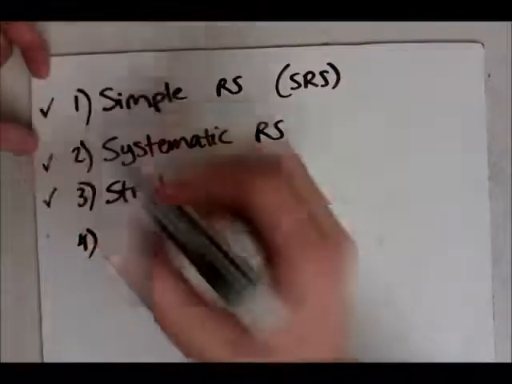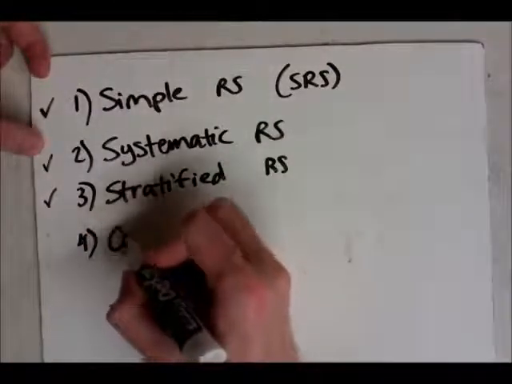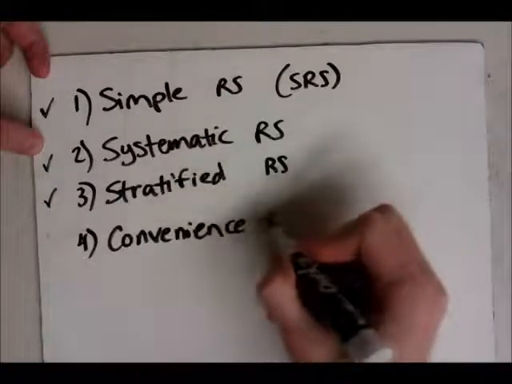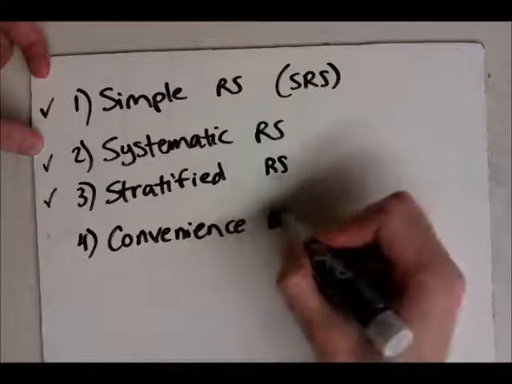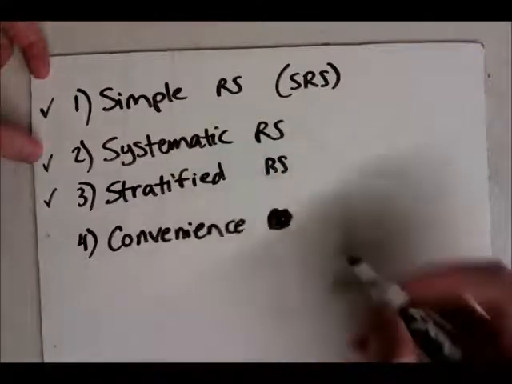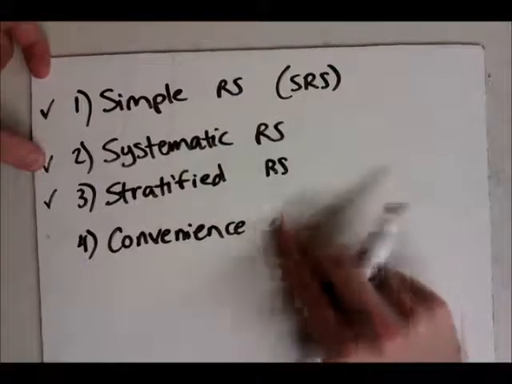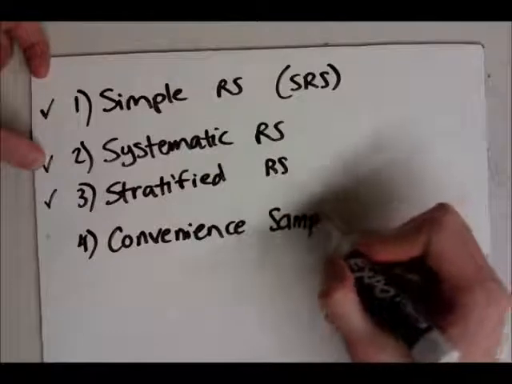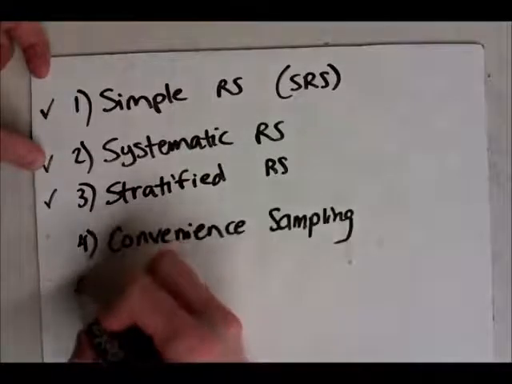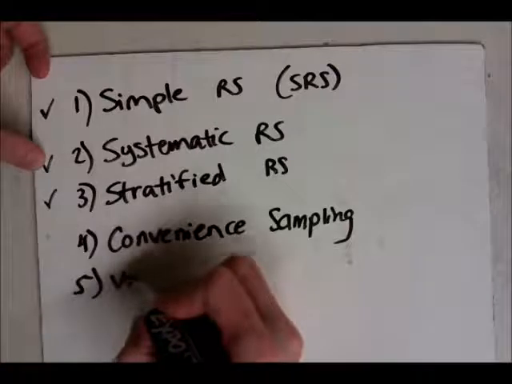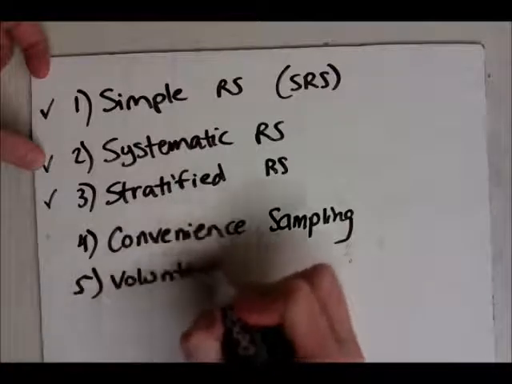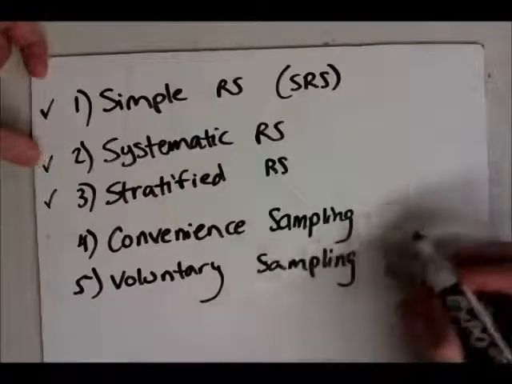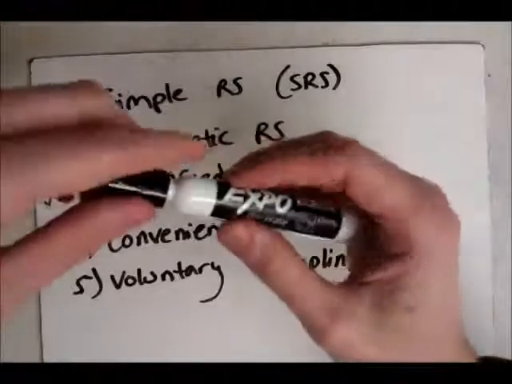There's also a couple bad methods of sampling. For example, convenience. Not a good method of sampling. It would just be convenient sampling, not random sampling, which is part of why it's bad, because there's no random to it. And then you've got voluntary sampling. So again, the first 3 here are good sampling techniques, and the last 2 are bad sampling techniques.